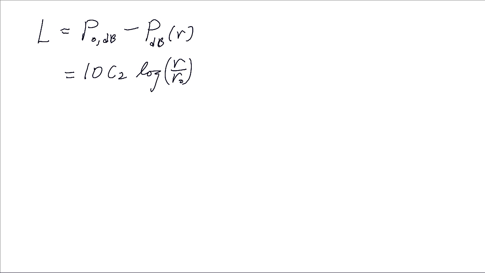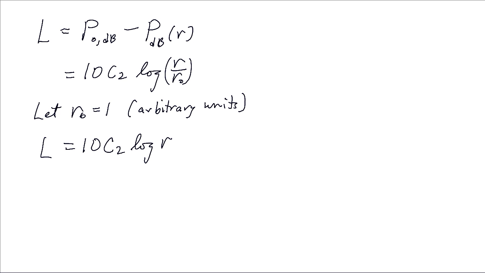And in fact, we're going to go ahead and let r naught be 1. It's arbitrary. It's in arbitrary units. So whatever units we use, whether they're units of floor tiles or feet or meters or anything, we can go ahead and set r naught equal to 1, and then we're going to have L equal to 10 C2 log r. Okay? And that's what we're going to plot. We're going to go ahead and plot L versus r with a log scale on the r.